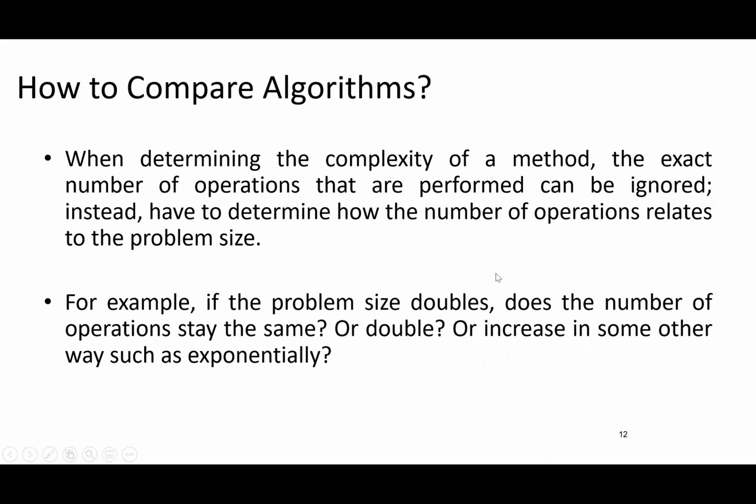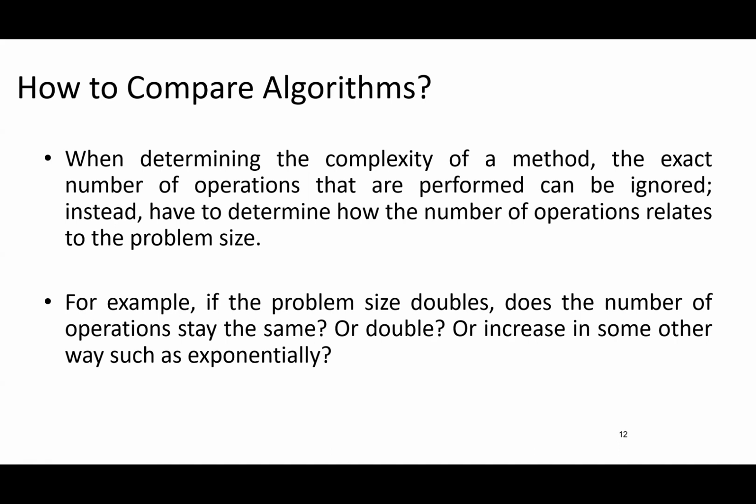And also here you need to take note that when we determine the complexity of the method or your algorithm, we don't really look at the exact number of operations that we are going to perform. In fact, we can ignore the exact number of operations. Like if you say this algorithm will perform 273 operations, we don't really look into this very detailed number of operations. Instead, we have to know the number of operations that relates to the problem size.